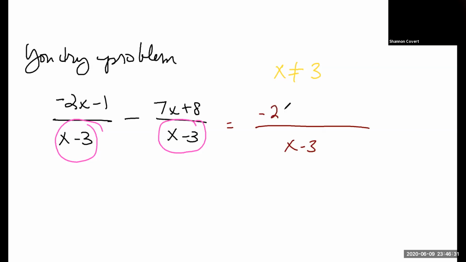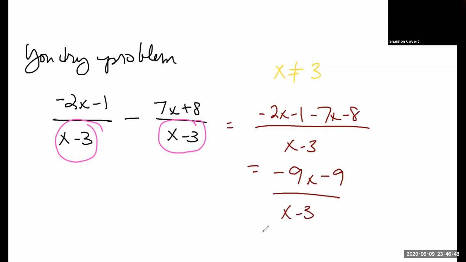I have negative 2x minus 1 from my first fraction, minus 7x minus 8. Negative 2x minus 7x is negative 9x. Negative 1 minus 8 is negative 9 over x minus 3. I can factor out a negative 9. It leaves me with x plus 1 over x minus 3. I cannot simplify anything, so I can leave my answer just like that. Negative 9 times x plus 1 over x minus 3.